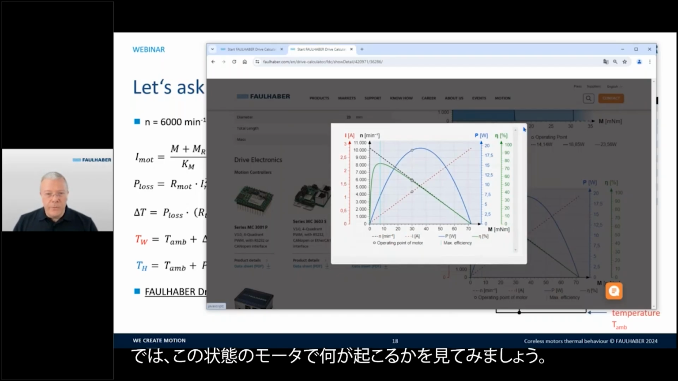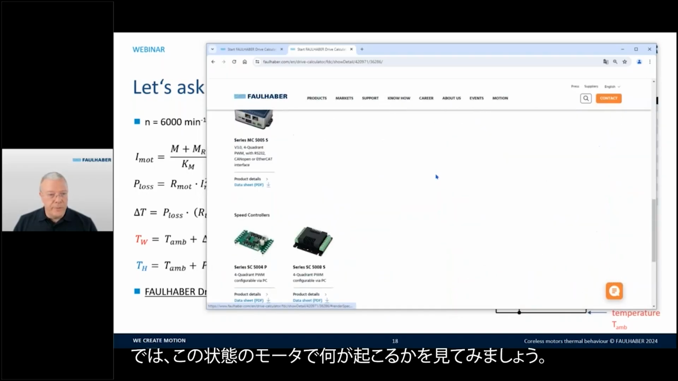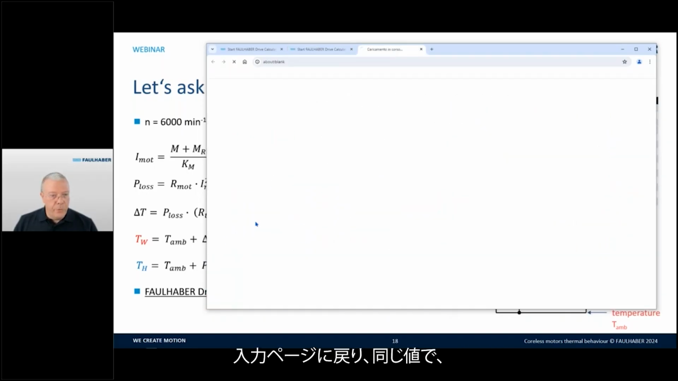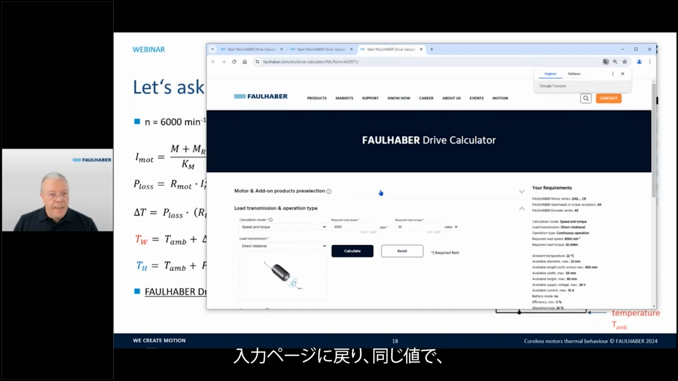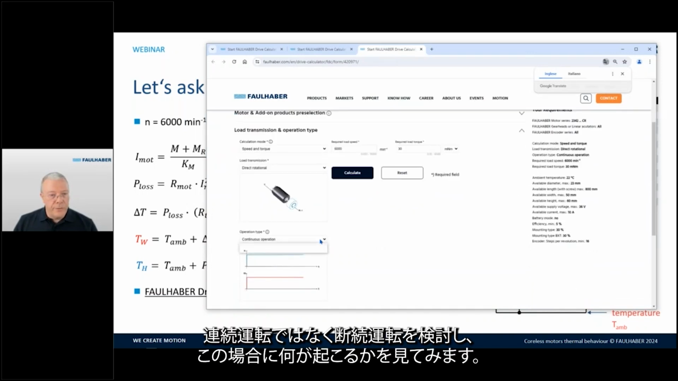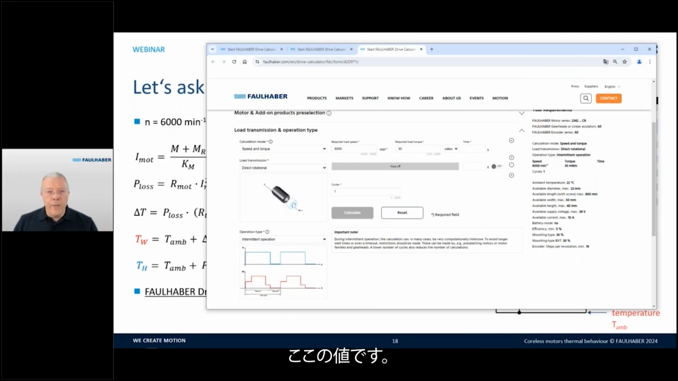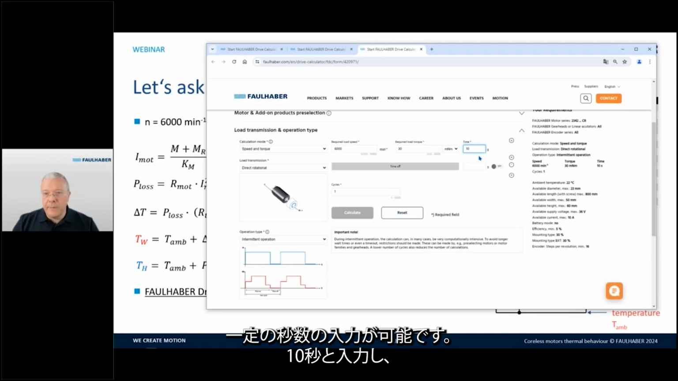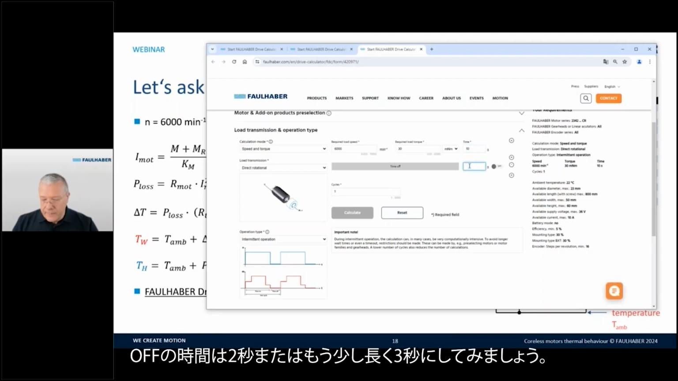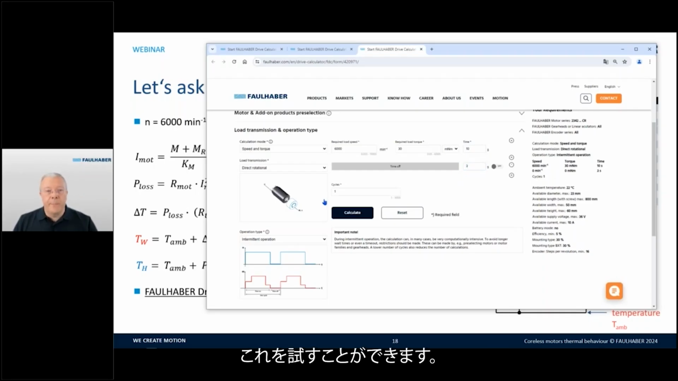So we can also have a look at what happens to the motor in this condition. We go back to the input page, and with the same value, instead of continuous operation, let's consider intermittent operation. What happens in this case? We have this value. This could be possible for a certain amount of seconds. Let's put 10 seconds, and let's consider 2 seconds of time off, or even more, 3 seconds. We can play with this.